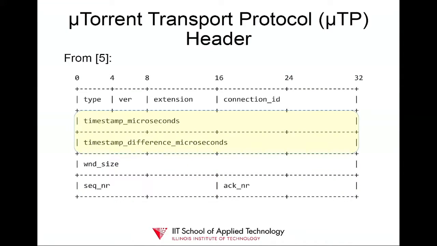Here we can see the header fields of a MicroTP packet. We have type, version, extension, connection ID. Connection ID is random. It could be another possible place to hide information.